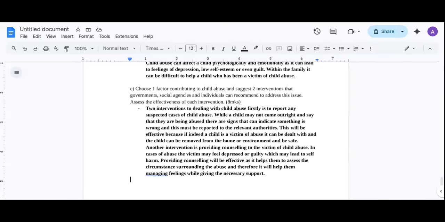Another intervention is providing counseling to the victim of child abuse. In cases of abuse, the victim may feel depressed or guilty, which may lead to self harm. Providing counseling will be effective as it helps them to assess the circumstances surrounding the abuse and therefore helps them manage their feelings while giving the necessary support. So, to the person who said counseling, this is just an example of how you can expand your answer on counseling.